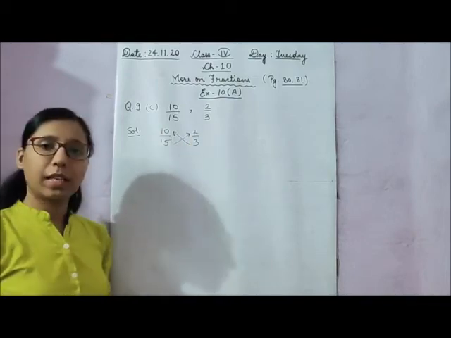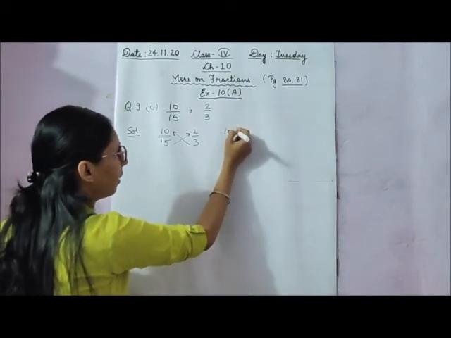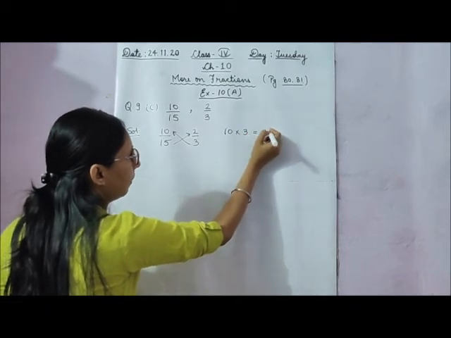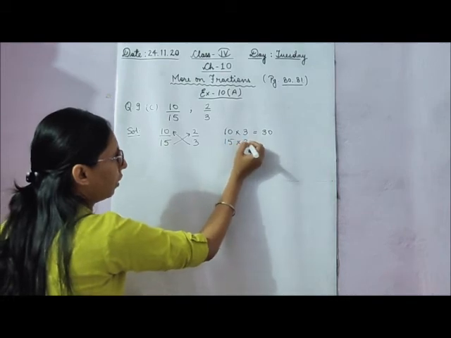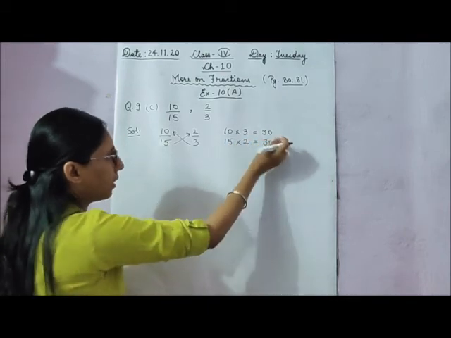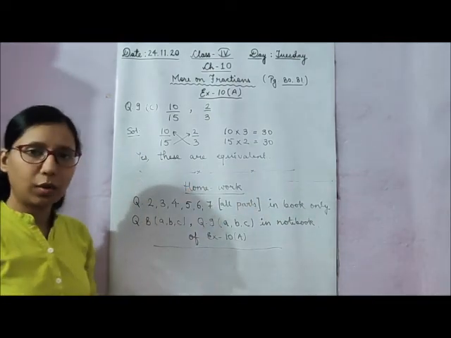Let's check in C part. Are these fractions equivalent or not? So first we will multiply this 10 and 3. So 10 times 3 is 30. Then 15 times 2 is also 30. So these numbers are equal. That means yes. So yes, these are equivalent fractions.